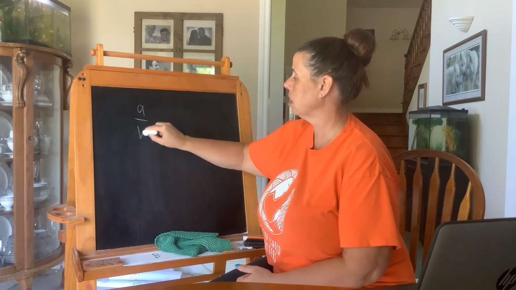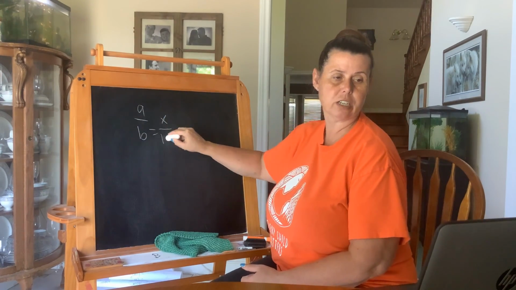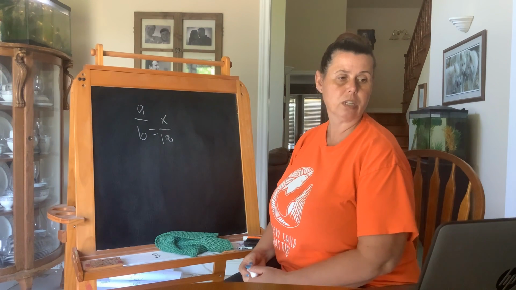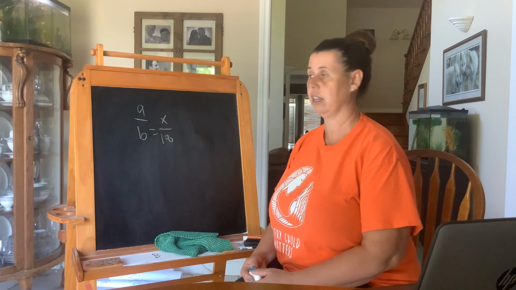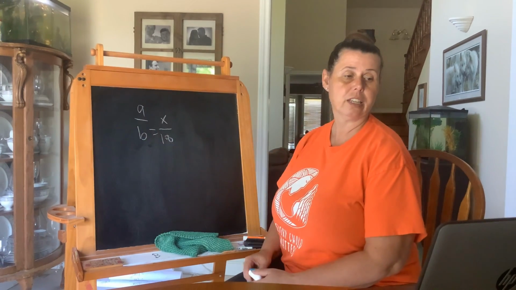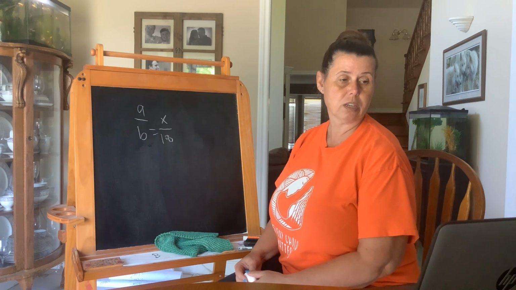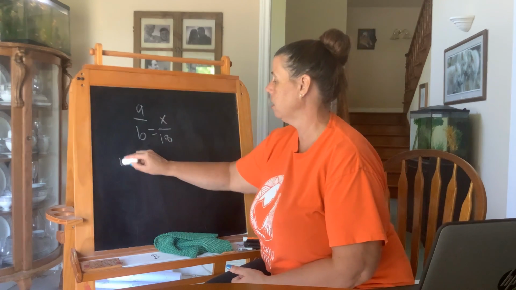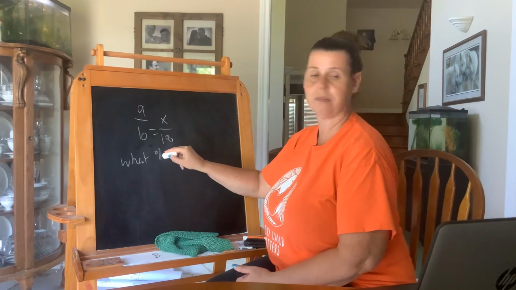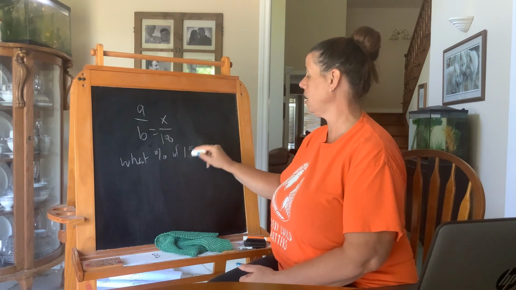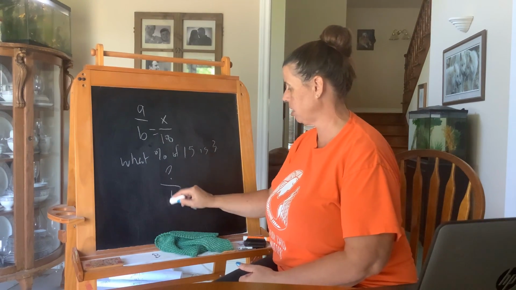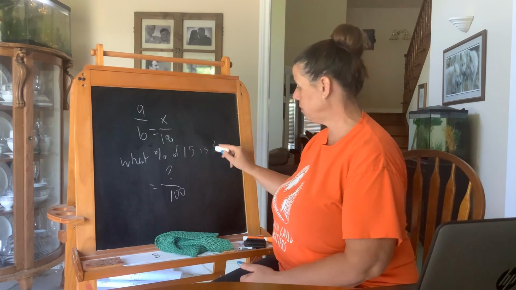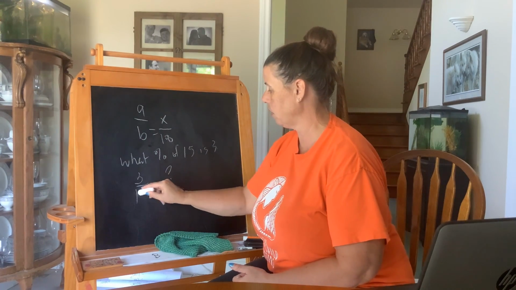6. Write a proportion a over b equals x over 100 to represent each problem. Solve by first writing a over b in lowest terms. Okay, so we've got to get our first fraction there to be in lowest terms. What percent of 15 is 3? So 3 goes over 15, right?